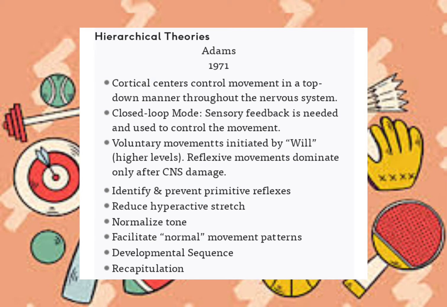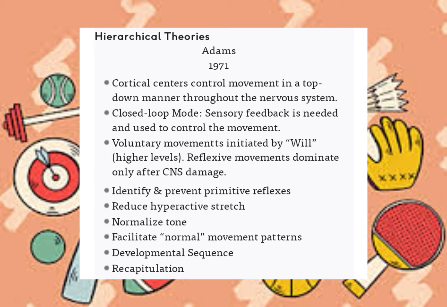Cortical centers control movement in a top-down manner throughout the nervous system. Closed-loop mode: sensory feedback is needed and used to control the movement. Voluntary movements are initiated by will, at higher levels. Reflexive movements dominate only after CNS damage.